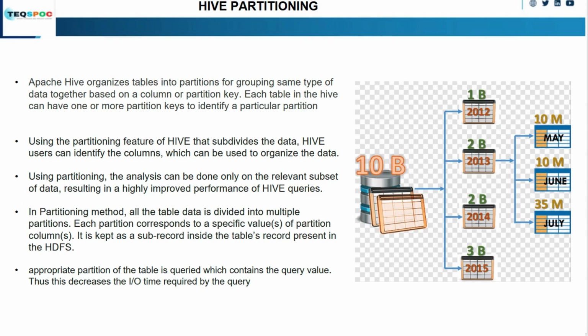Right. So in the partitioning method, all the table data is divided into multiple partitions. Each partition corresponds to a specific value of the partition column. It is kept as a subrecord inside the table's record present in HDFS.